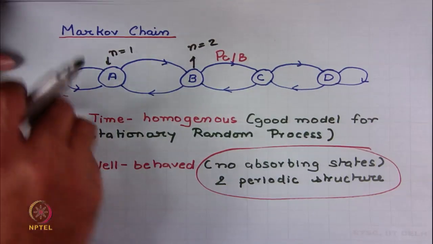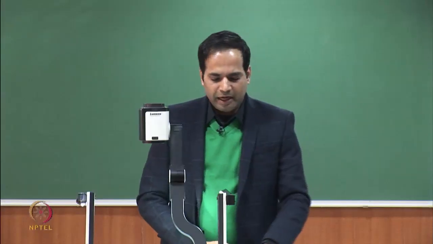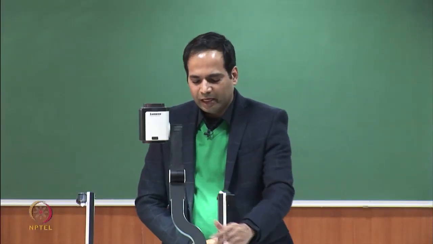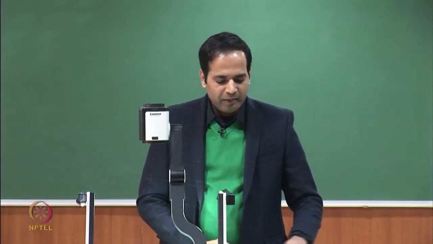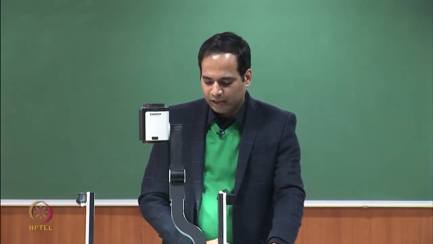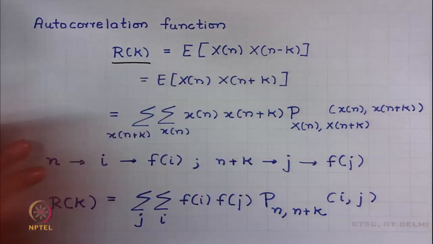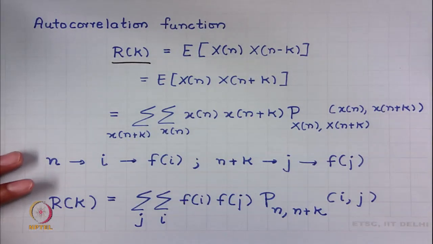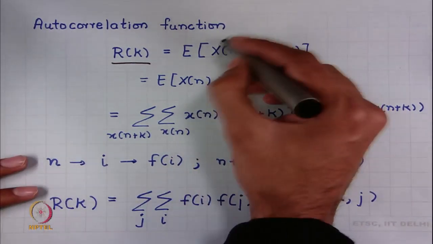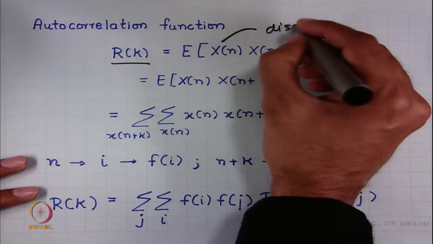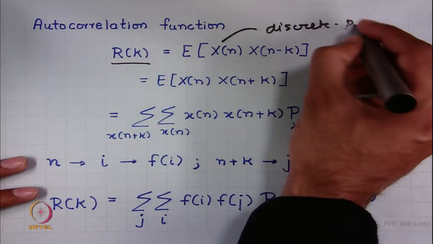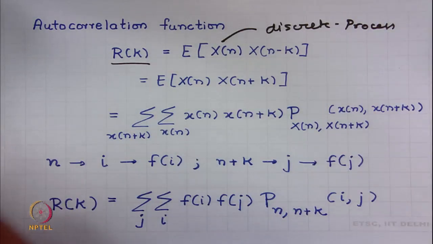So, we want to investigate power spectral density, and power spectral density can be obtained, as I have said, by taking the Fourier transform of the autocorrelation function. Now, let us revise what is the autocorrelation function for a discrete process. So, x we assume is a discrete process, and so you take the sample of the process.